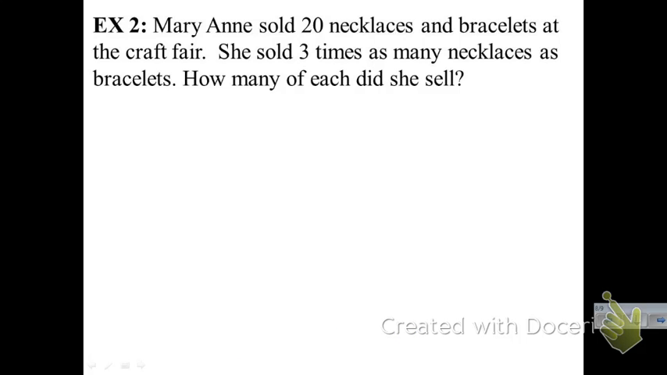Okay, we have a word problem. It says Mary Ann sold 20 necklaces and bracelets at the craft fair. She sold 3 times as many necklaces as bracelets. How many of each did she sell? First thing that you should probably do with this problem is decide what variables to use. So I'm going to say N represents your necklaces, and B represents bracelets.